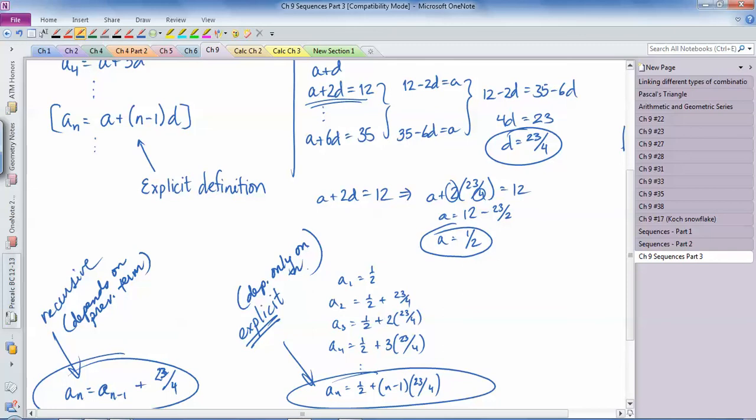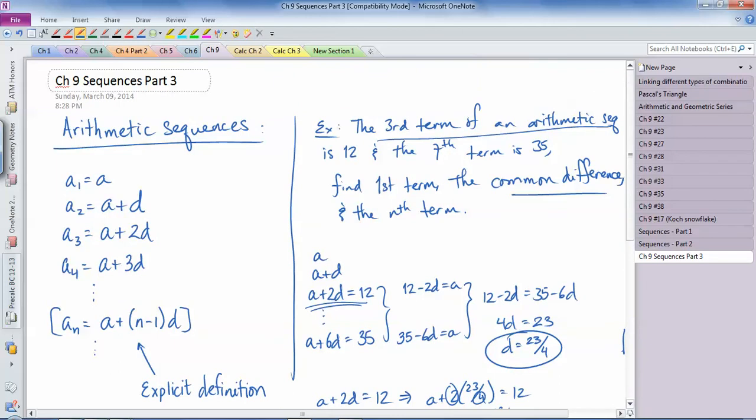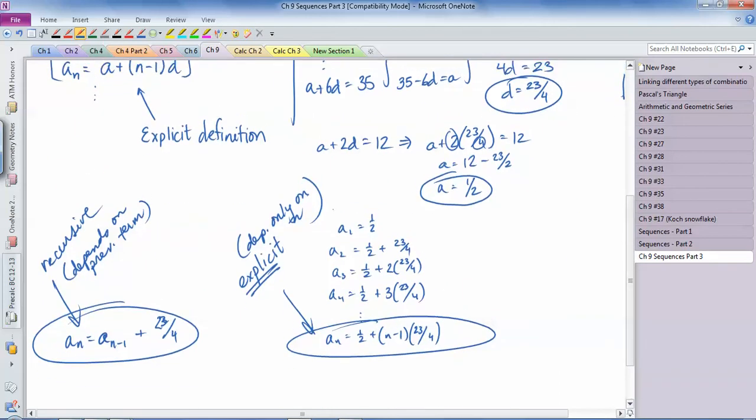Okay, hope that helps a little bit. The next thing that we'll do in the next videos is actually adding up terms, like adding up the first 10 terms of that sequence, and how do you do that quickly?